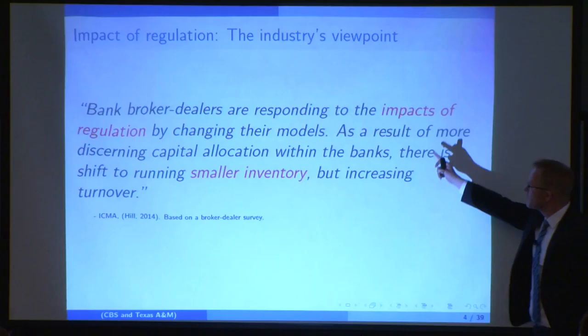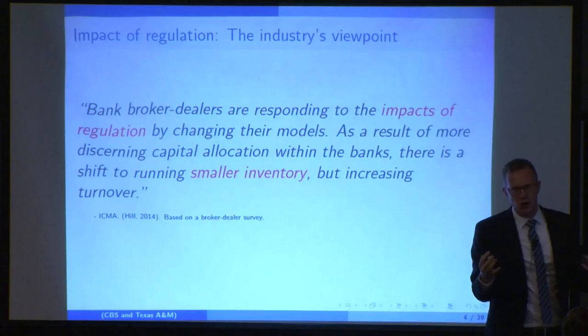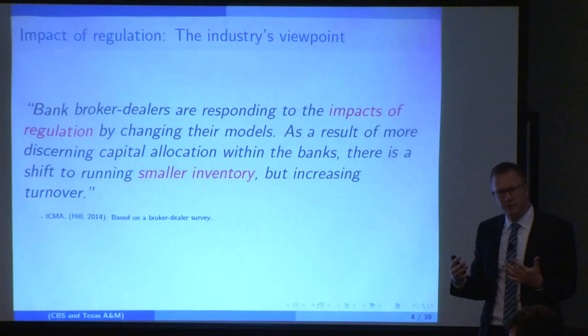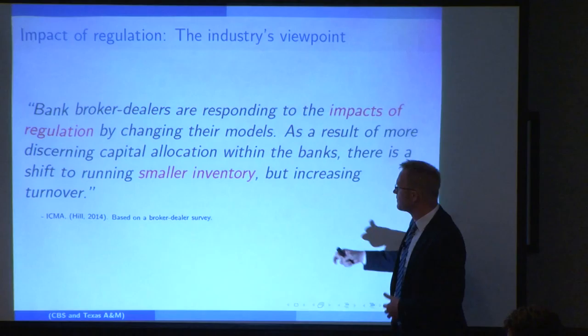It's because of the impact of regulation that we have to run with lower inventory because the cost of having an inventory has increased a lot because of capital requirements, because of the Volcker rule in the US, and the same thing in Europe, not the Volcker rule, but the Liikanen. And this has then decreased liquidity. That's the argument from the industry up here.